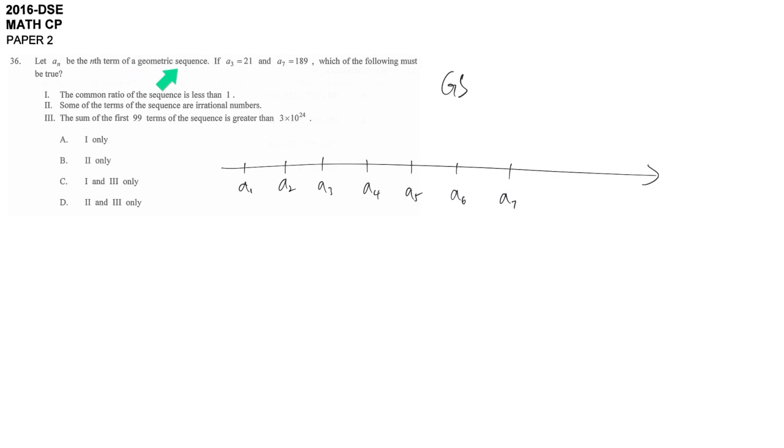In this question, there is a GS, geometric sequence, and the third term and the seventh term are given. The third term is 21, while the seventh term is 189. What happened between them is every time we multiply by r. So our very straightforward approach is, from 21 we multiply by r for 4 times, that means times r to the power 4 will become 189.